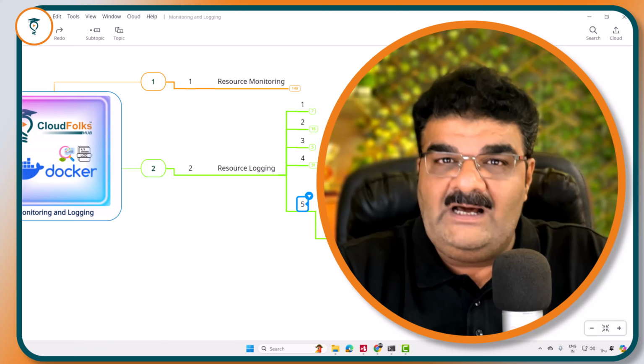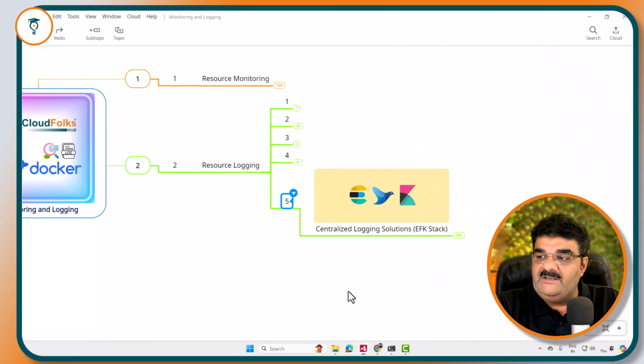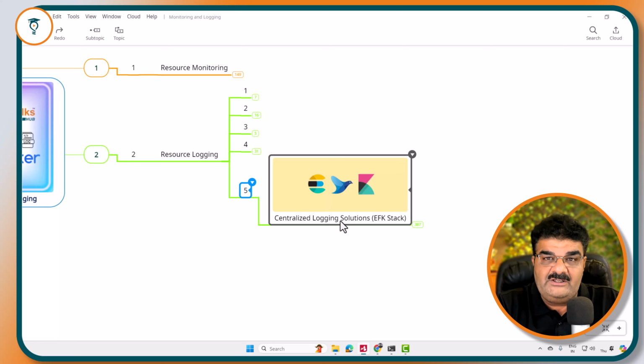Now, we are going to start a really interesting topic. The topic name is Centralized Logging Solution with EFK Stack. So, let's understand all this process and then we are going for the live lab of EFK Stack. So, let's start.